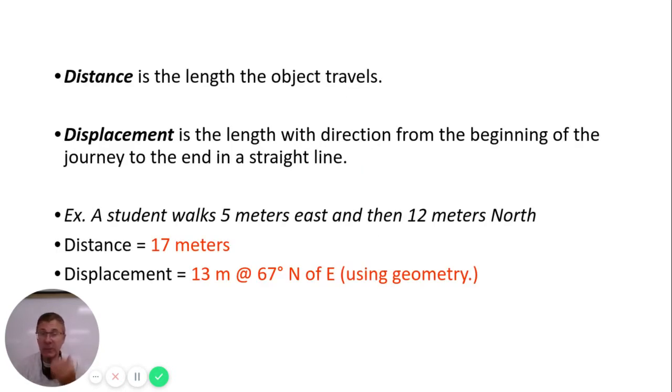Distance is the length the object travels. Displacement is the length with direction from the beginning of the journey to the end, in a straight line. So here's an example. A student walks 5 meters east and then 12 meters north. The total distance he walked was 17 meters, but the displacement would be, using the Pythagorean theorem, 13 meters at 67 degrees north of east. And you'd use geometry for that.